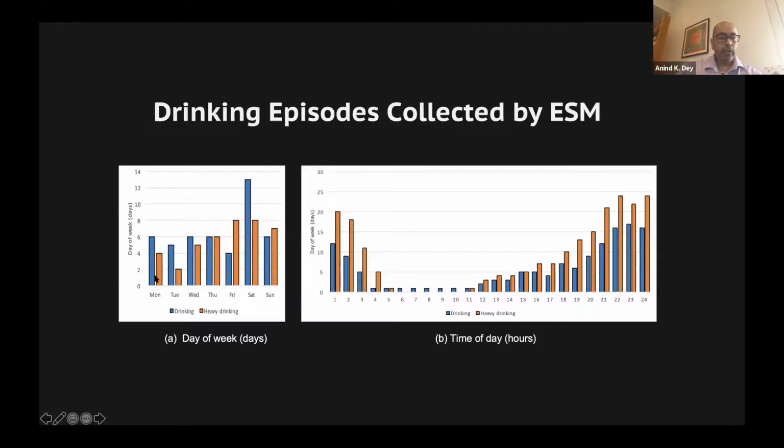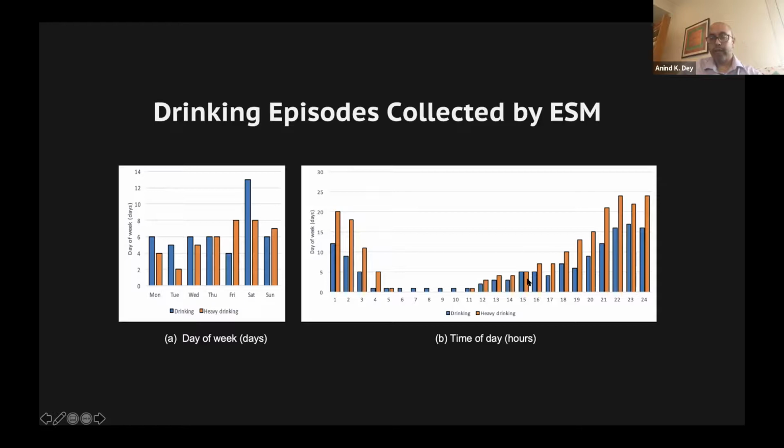If we look at the day of the week, you can see how the drinking episodes are distributed, and mostly the heavy drinking episodes are happening on a Thursday, Friday, Saturday, Sunday. Those are what we characterize as the weekend. And in terms of when they occur during the day, you can see that they start around 6 p.m. and continue until maybe around 3 o'clock in the morning.